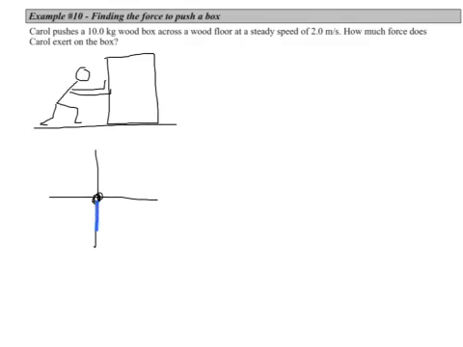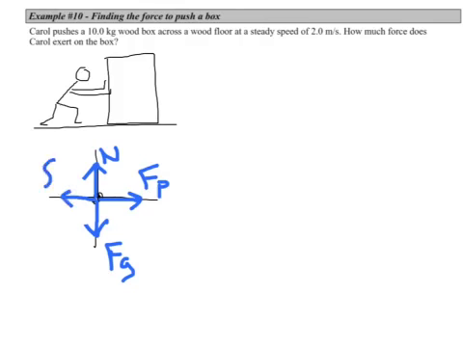So this box has a weight force, a normal force, the force from her push, and a frictional force down here, and it's going to be a kinetic friction because we're sliding along the floor. Okay, the box has a mass of 10 kilograms, and we're moving with a constant velocity of 2 meters per second.